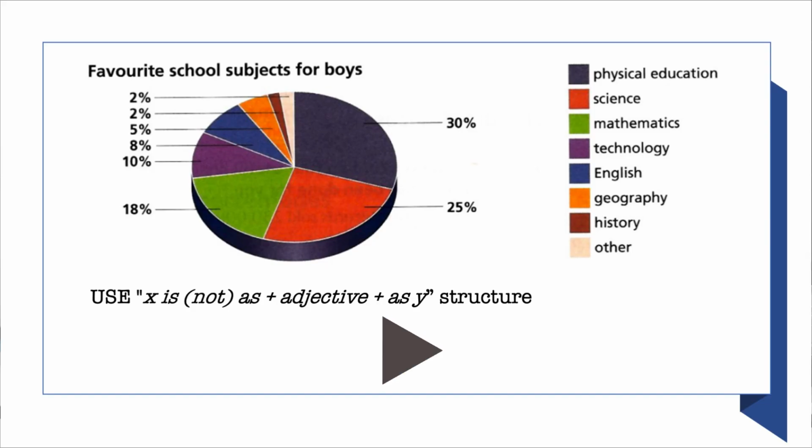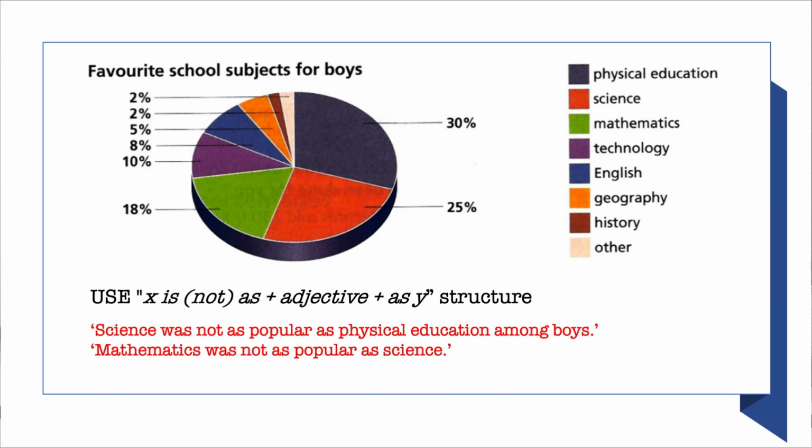Now, pause the video and write 1 or 2 sentences about the pie chart by using this comparative structure. Alright, now I'll give you 2 examples of my own. So we could say that science was not as popular as physical education among boys. Or we could say mathematics was not as popular as science.